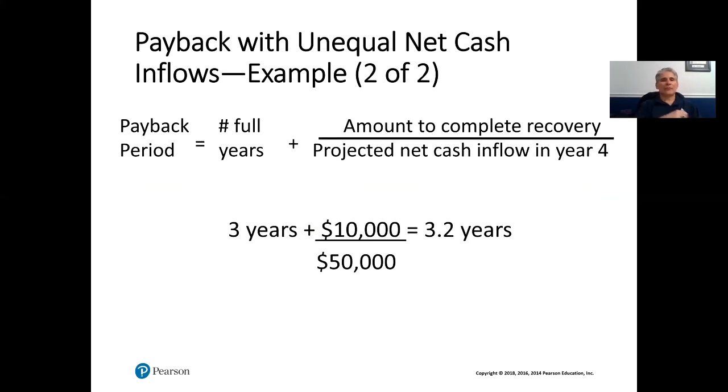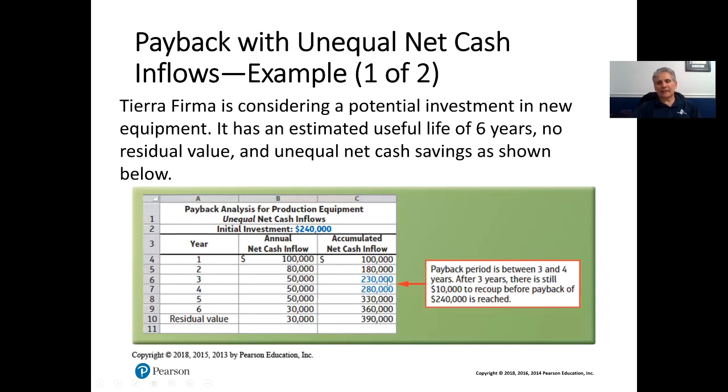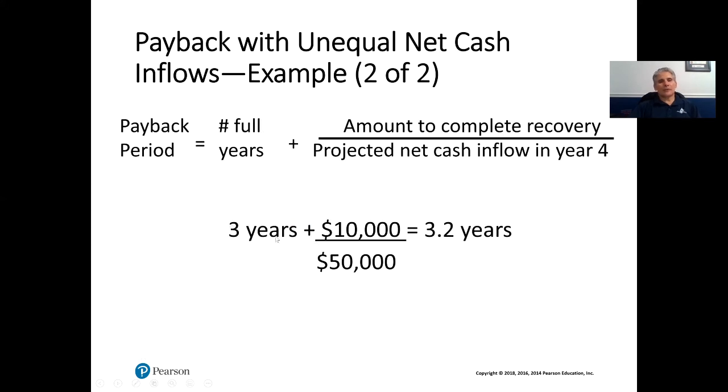So after the 3rd year, let's go back. After the 3rd year, you'll notice that you still had 10,000 remaining. But in the 4th year, you had 50,000. So you had 10,000 remaining. See that? It's 230 to 240. You had 10,000 still to go, and yet you had 50,000 that came in that next year. So we're going to essentially take a proportion of that. So it's going to be the 3 years plus 10,000 divided by 50, which is 0.2. So 3 plus 0.2 equals 3.2 years.